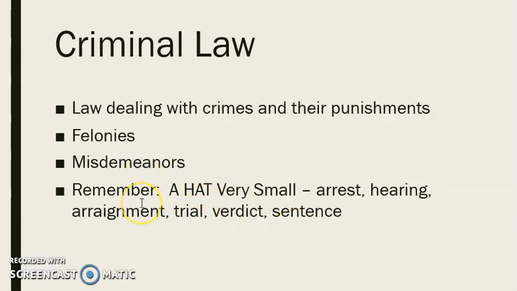If the person says at the arraignment they're not guilty, they're going to then go to trial, okay, because they're going to fight the charges against them. And that's okay, that's your constitutional right. After the arraignment has occurred, the trial is going to occur. So if the person said, no, I'm not guilty at the arraignment, they're going to go forward with a trial.